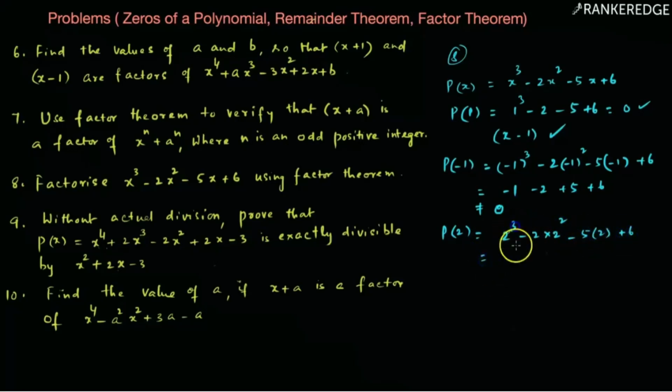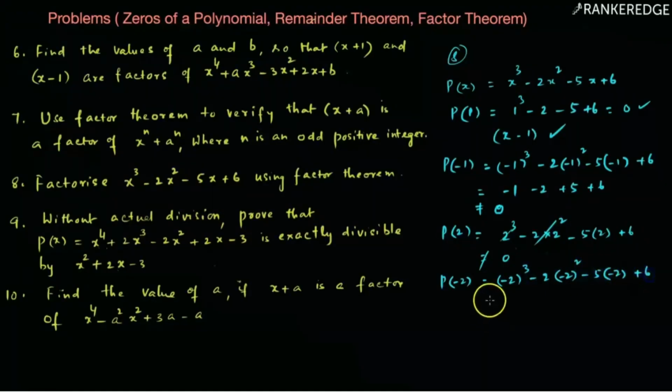This 8 and this 8 will get cancelled. This is not equal to 0. So x minus 2 is not a factor. Let's calculate p of minus 2. Minus 2 whole cube minus 2 into minus 2 whole square minus 5 into minus 2 plus 6. This is minus 8. This is also minus 8. This is plus 10. This is plus 6. This is minus 16 plus 16. This is 0. Therefore, x plus 2 is a factor.